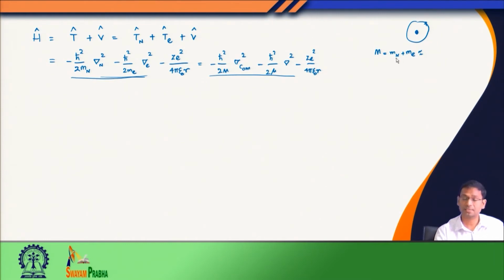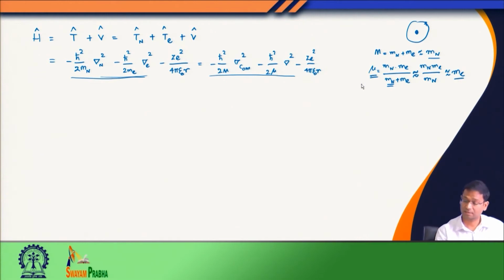Since we know that the mass of the nucleus is much heavier than the mass of the electron, M is equivalent to the mass of the nucleus. So, the first term in a way is simply the nuclear translational motion. The second term has mu, which is the reduced mass, defined as m_n times m_e divided by m_n plus m_e. Since m_n is so large compared to m_e, this can be approximated as m_e, so the reduced mass is nothing but the mass of the electron.